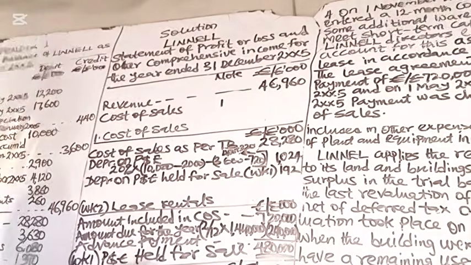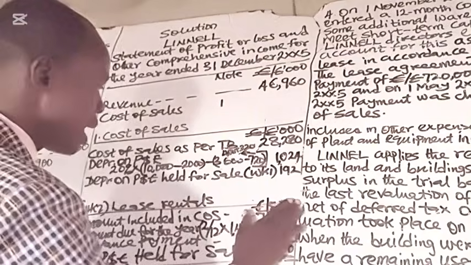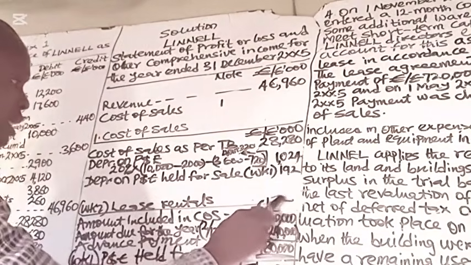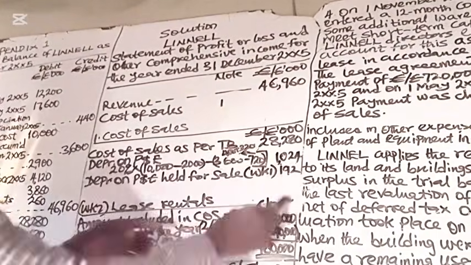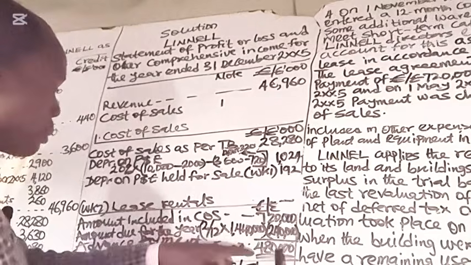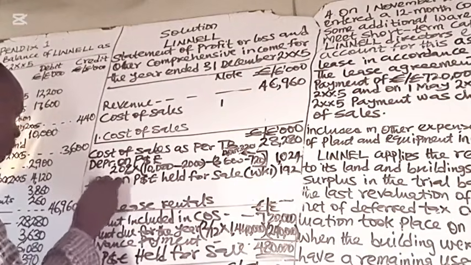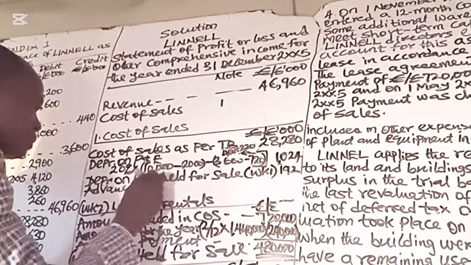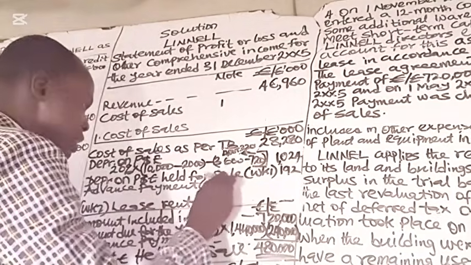Why? Because 720,000 have been included in this cost of sales, and the amount that's supposed to be there is supposed to be 240,000. So we remove the advance payment. So we have advance payment. Working number 3.